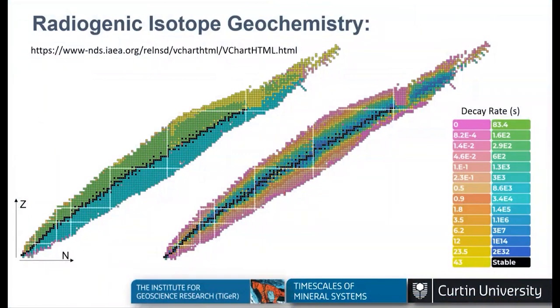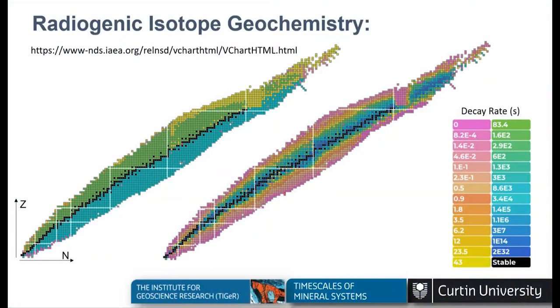So just to start with the first one, I thought I'd put up this chart of the nuclides, which essentially maps out every isotope we know about, with the y-axis being the number of protons and the x-axis being the number of neutrons. And it's just a nice chart to get a sense of how radioactive decay works, really.